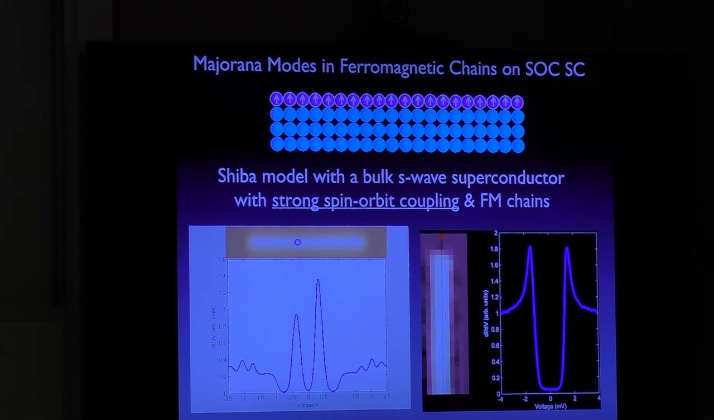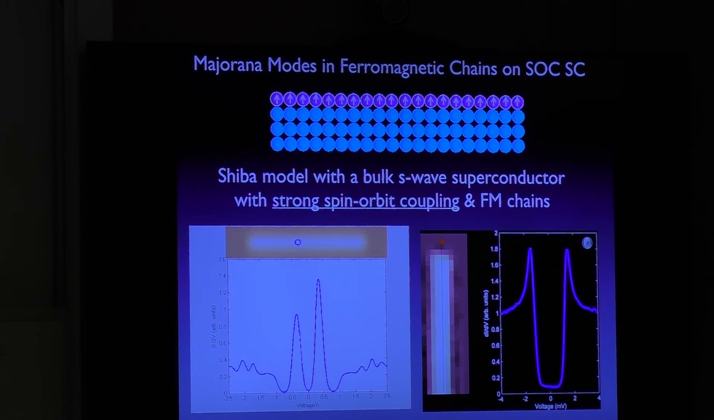These are Shiba states here. And as I get to the end of the wire, there should be one localized Majorana mode, which is this one, which as you go inside the wire disappears. Okay? If you made a circle, you would only get the Shiba states all around. That's right. But I can do it in a circle, so I'll show that. That's a very good question.